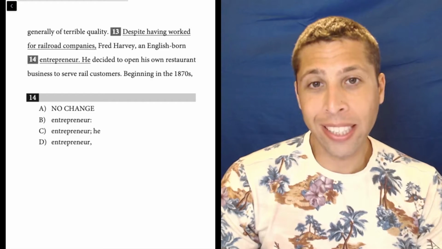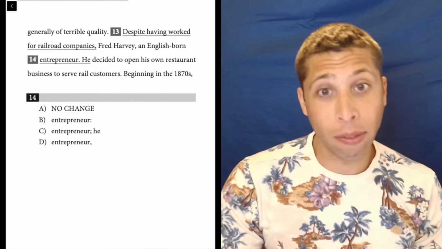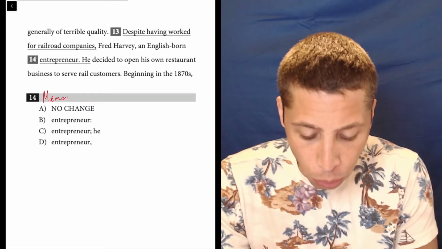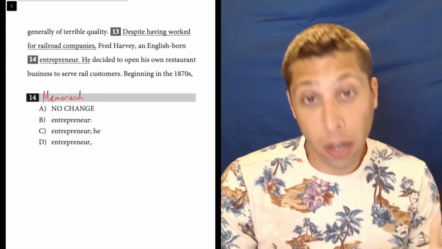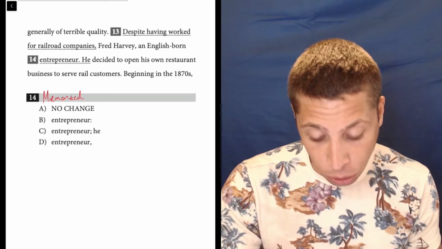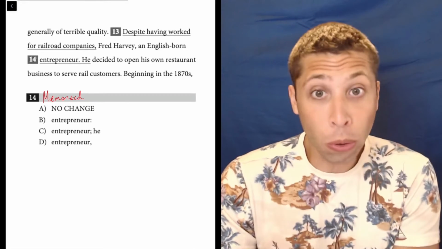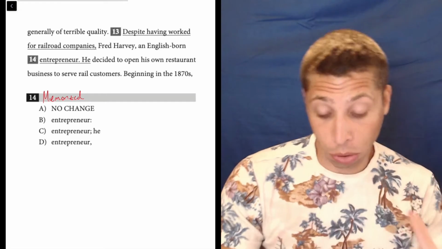This question makes it very easy to predict what's going on. We obviously need to care about punctuation. But beyond that, we need to make sure that we've memorized the rules for the punctuation marks, especially these advanced ones. We see there's a colon in choice B, there's a semicolon in choice C. And if we know the rules, then it becomes really easy to sort through this.